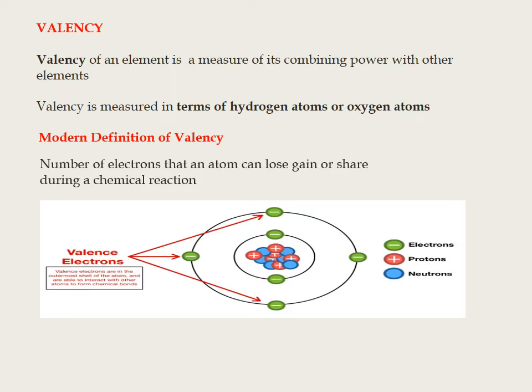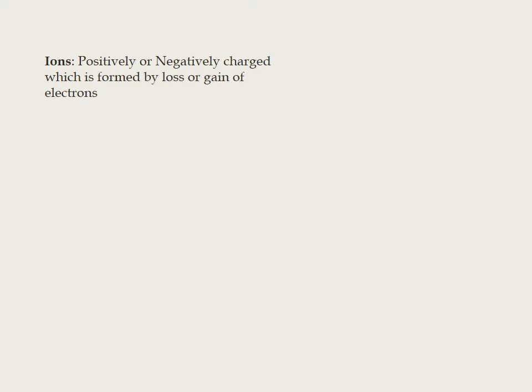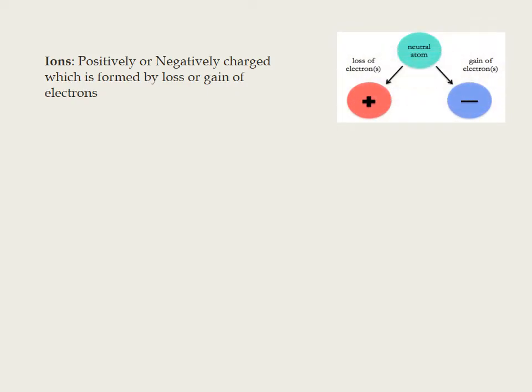an atom electrically neutral. An ion is a positively or negatively charged atom or group of atoms, which is formed by loss or gain of electrons by an atom or group of atoms. As we have already seen, an ion is a positively or negatively charged atom or group of atoms which is formed by loss or gain of electrons by an atom or group of atoms.